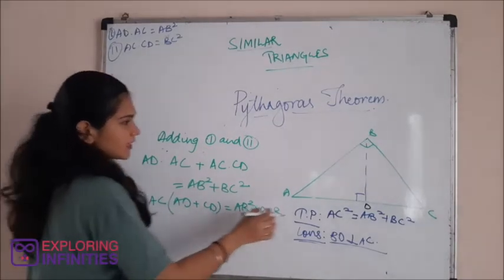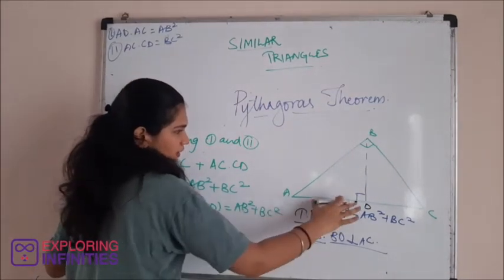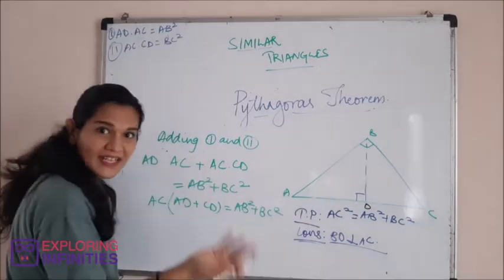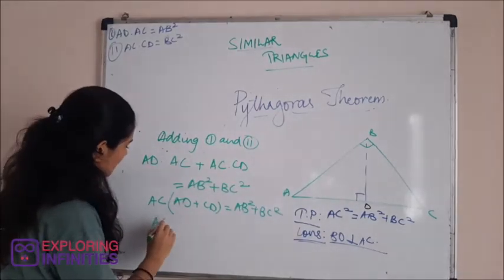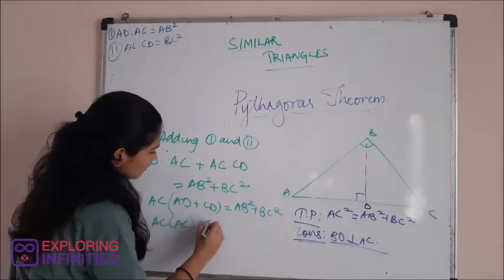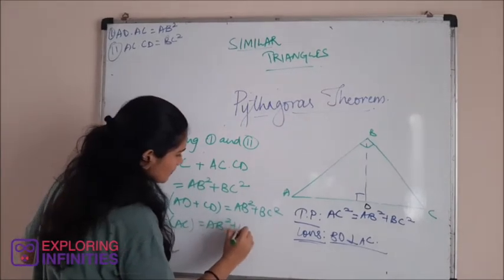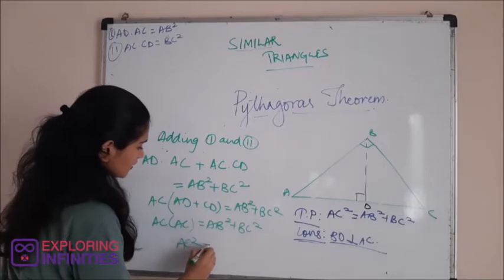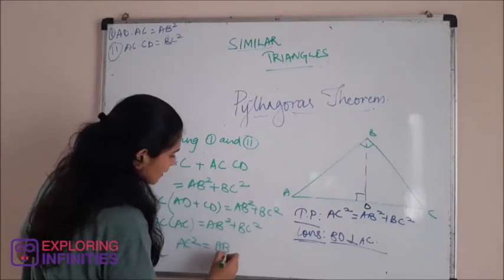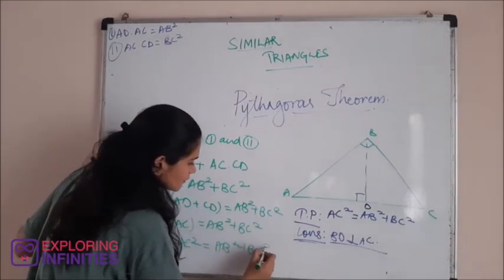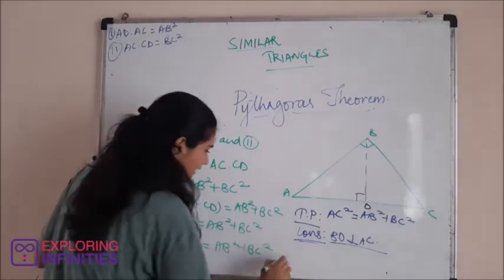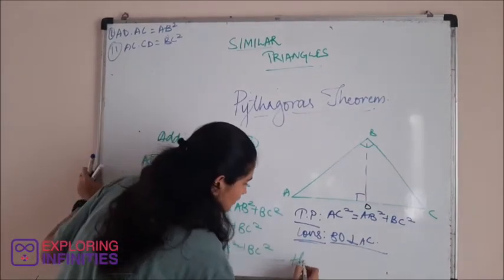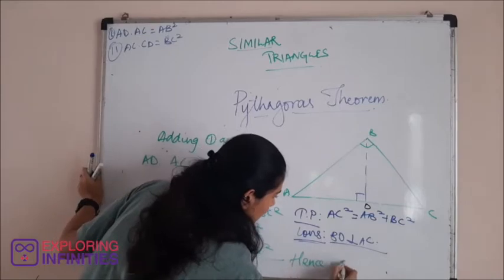So what is AD plus CD actually? If you see, AD plus CD is nothing but AC. So you have AC into AC equals AB square plus BC square. So what it proves is that AC square is equal to nothing but AB square plus BC square. So with that, I'll write my favorite statement, which is hence proved.